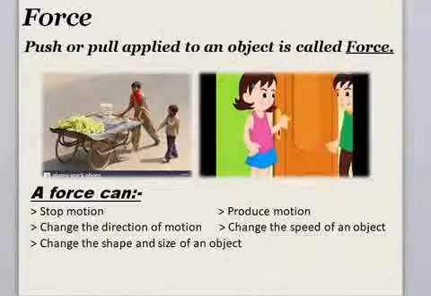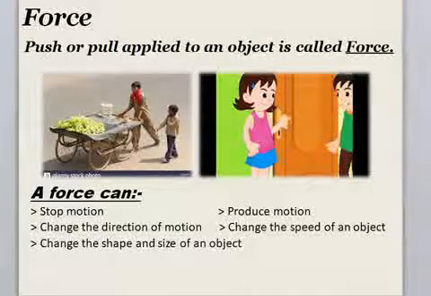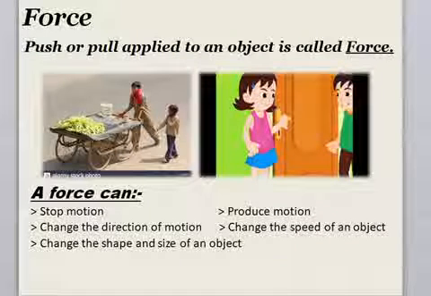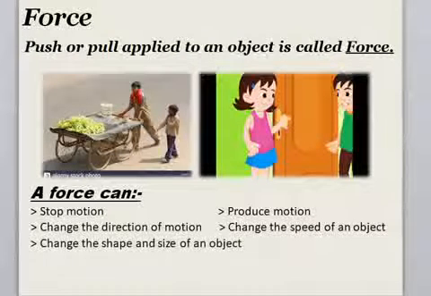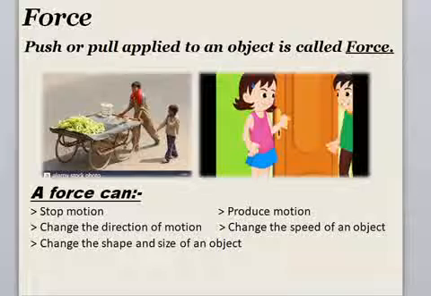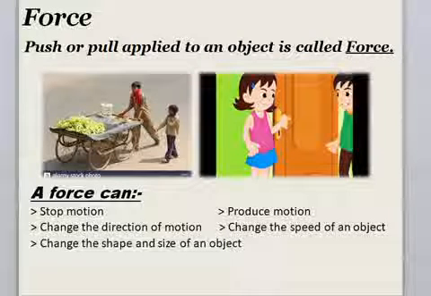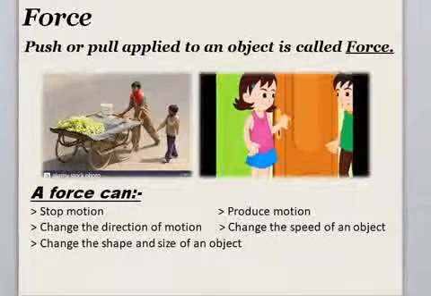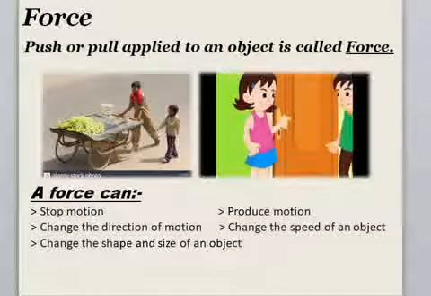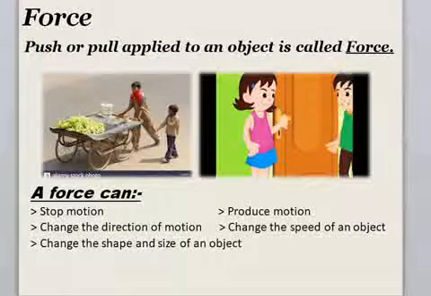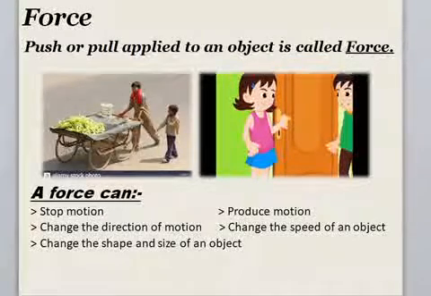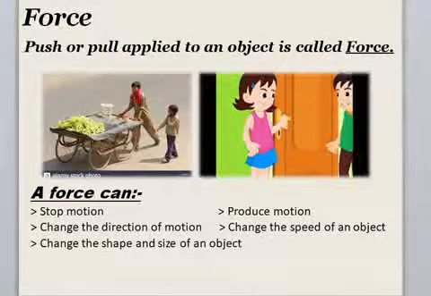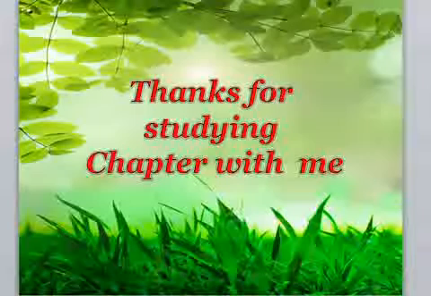These two examples show that motion can be produced in an object by giving a push to it or by pulling it. We can therefore say that a push or pull applied on an object is called force. A force can stop motion, produce motion, change the direction of the motion, change the speed of an object, and change the shape and size of an object.